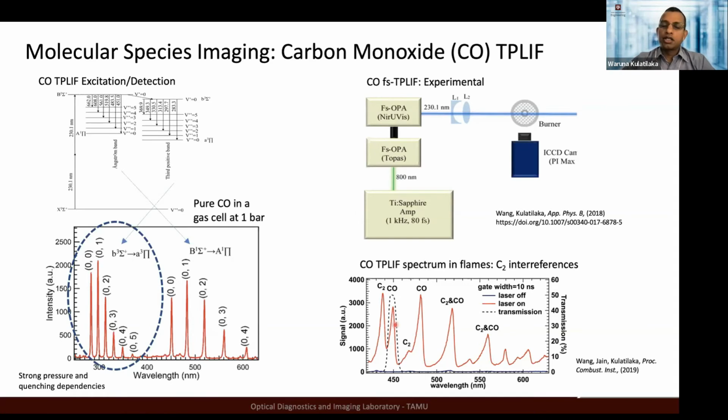One of the main challenges with CO detection is interference from C2, because CO is typically present in rich flames, and in rich flames you have unburned hydrocarbons and C2. These strong C2 swan band emissions sometimes can overwhelm your spectrum, so they interfere quite a bit with the CO LIF signals.